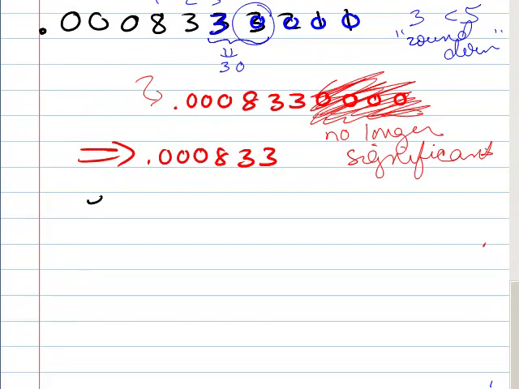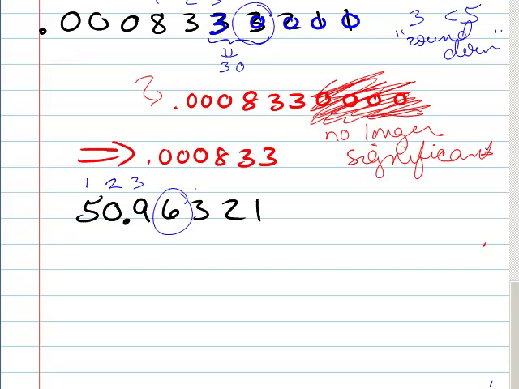So, 50.96, how about that? Again, we're going to count significant digits. 1, 2, 3. The 0 counts because it's in between numbers. Once we start counting significant digits, we don't stop. So 1, 2, 3, and then we look at this one. The 6 is greater than 5, so we round up. So the 9 becomes a 10.